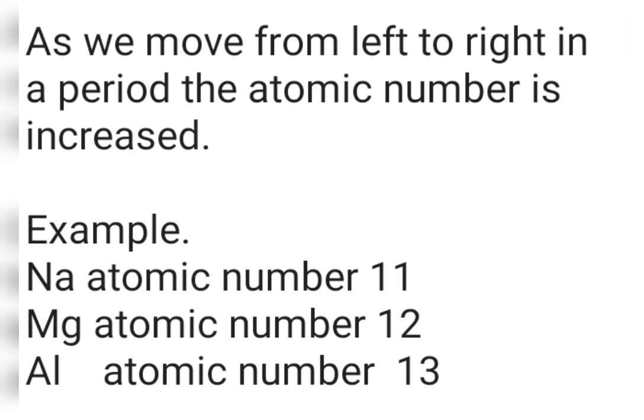As we move from left to right in a period, the atomic number increases. For example, sodium atomic number 11, magnesium atomic number 12, aluminum atomic number 13, silicon atomic number 14, phosphorus atomic number 15, sulfur 16, chlorine 17, argon 18. So atomic number increases from left to right.